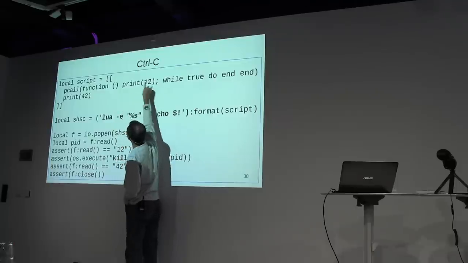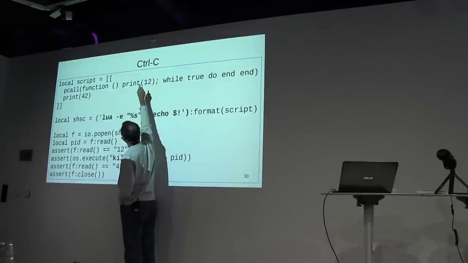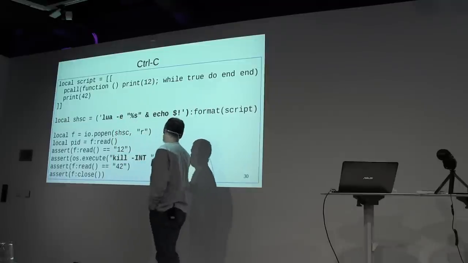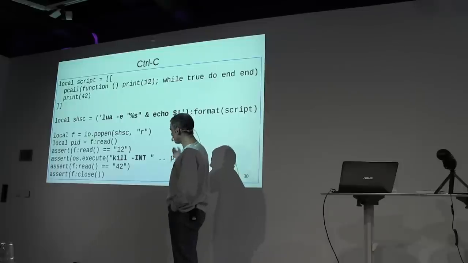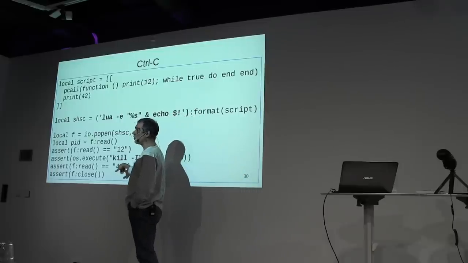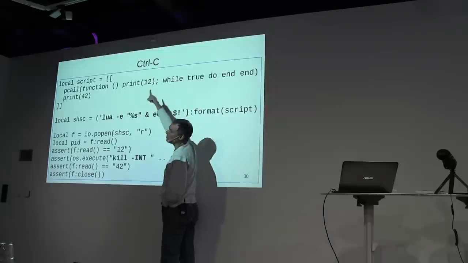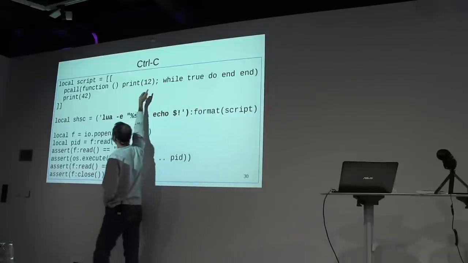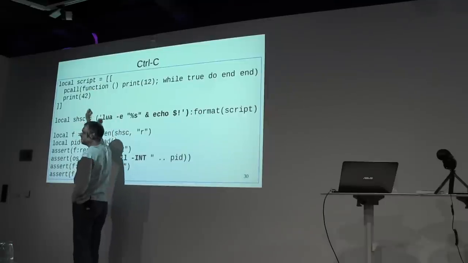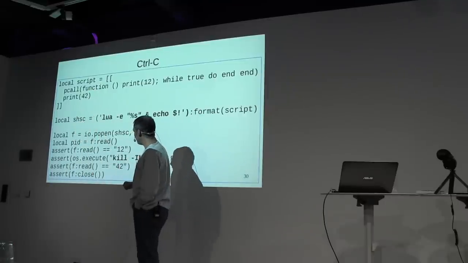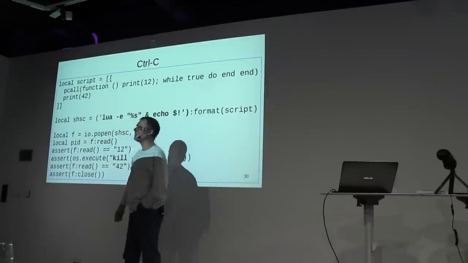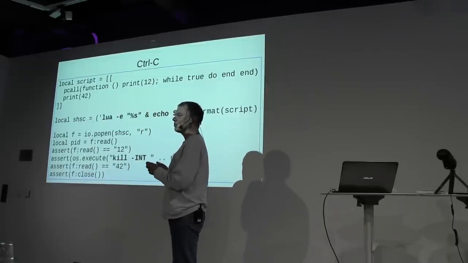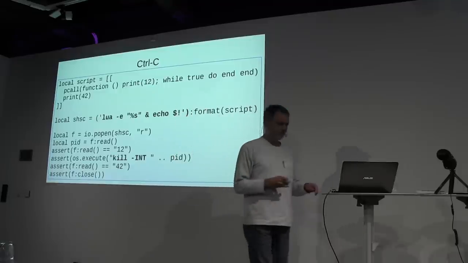Now we know this script must be inside the protected call, and then we send a kill to that process number. And then supposedly that kill should kill the loop and the protected call, but as I said, it should not kill the script. So after that, Lua should continue running, printing 42, and so we check that you get the 42, and then we close everything. So this is an automatic way to check that Control-C is working the way it should.